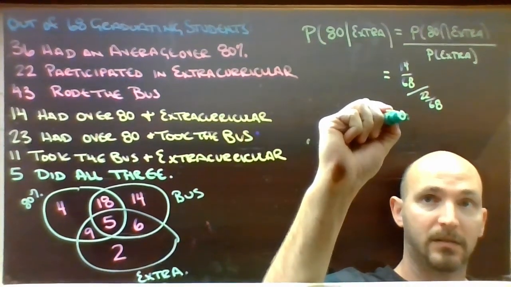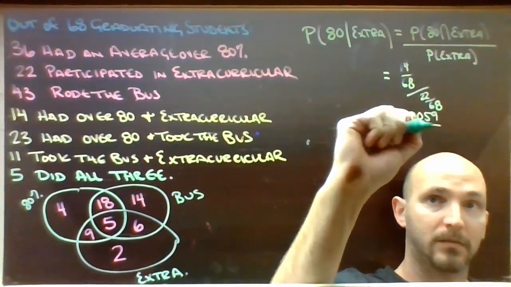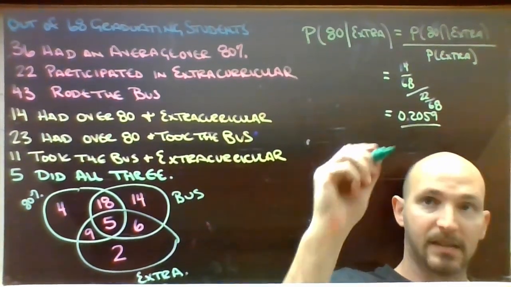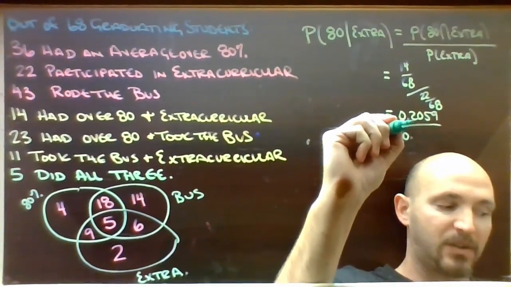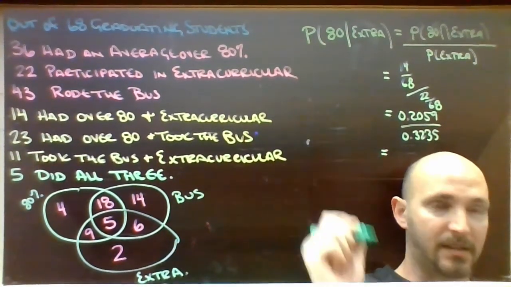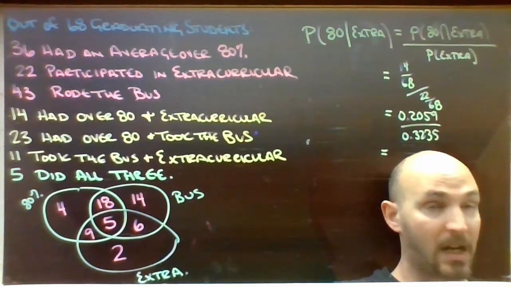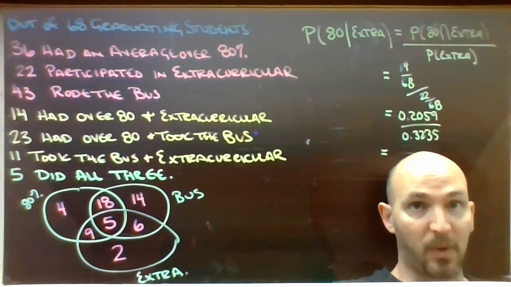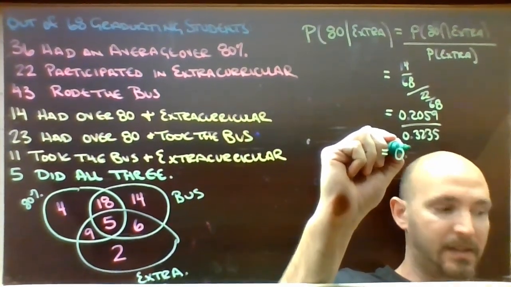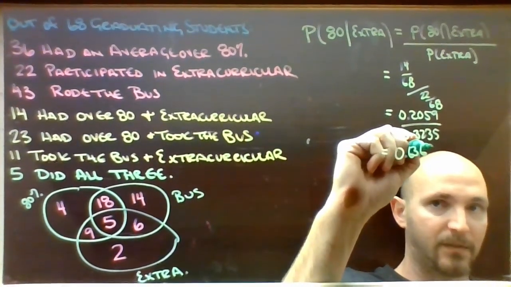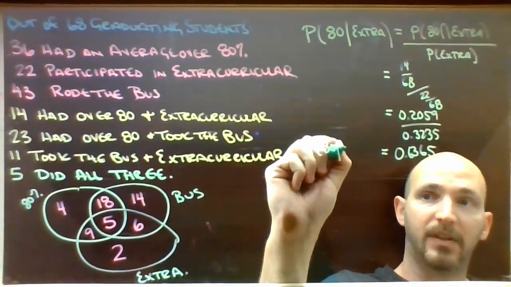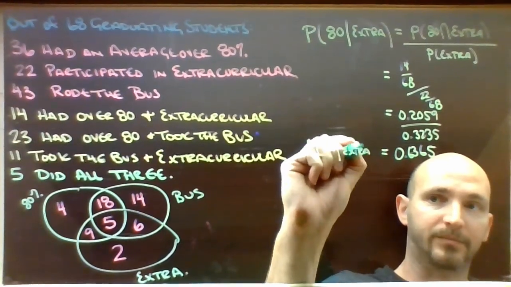0.2059. 22 out of 68, 0.3235, which gives us 0.2059 divided by 0.3235, 0.6365. That's the probability of getting an 80 given you were in extracurricular activities.